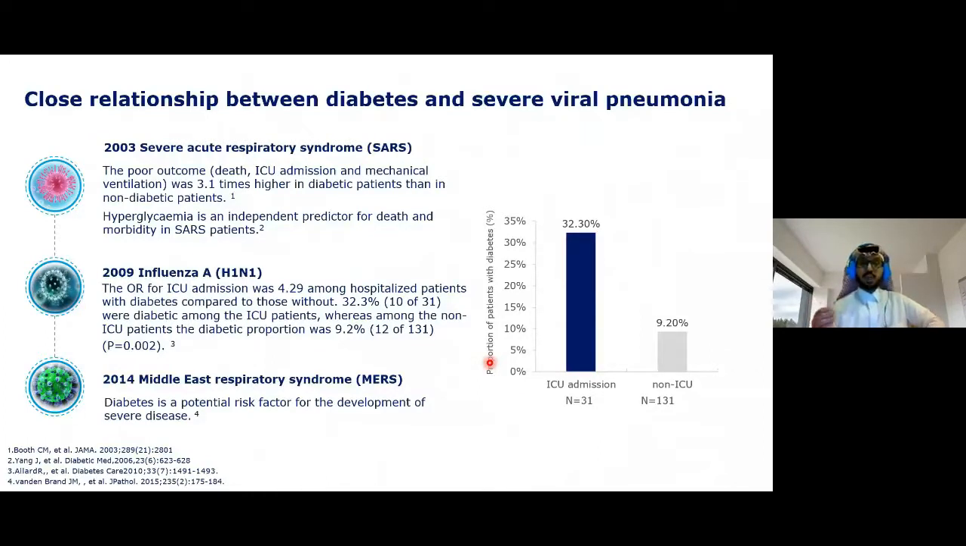H1N1 also, they found those patients with diabetes had a risk of 32% if you compare it with other non-diabetic patients having 9.2%. If you look at MERS-CoV that we had in 2014, diabetes also was a potential risk factor for developing severe disease. We saw it in 2014, 2015, and 2016 in Saudi Arabia.